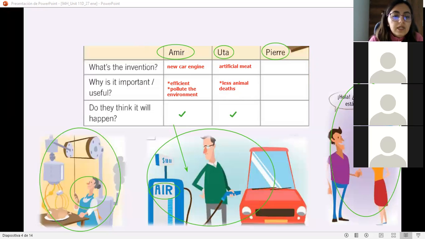Let's listen to the last invention we have. Pay attention, guys. Now, last up, we have Pierre. Hi, Pierre. Hi. So, Pierre, tell us about your idea for a great invention.